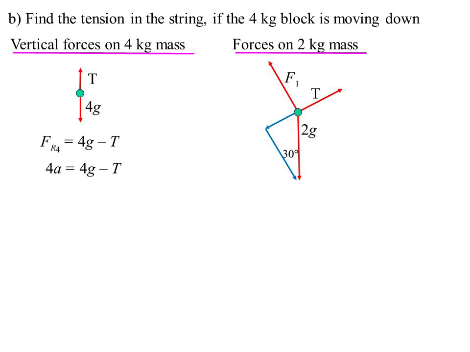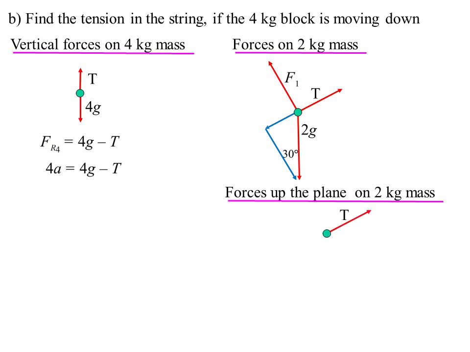So now, if I look at up the plane on the 2 kilogram mass, then I've got tension going up and I've got 2G sine 30 going down. There's no mention of this normal contact force, which I don't have a value for. So the resultant force on the 2 kilo block will be T minus 2G sine 30, but the 2 kilo block will be 2 times acceleration. Again, the acceleration's got to be the same because it's just moving on this pulley system. If it was different, the string would go slack and it wouldn't happen.